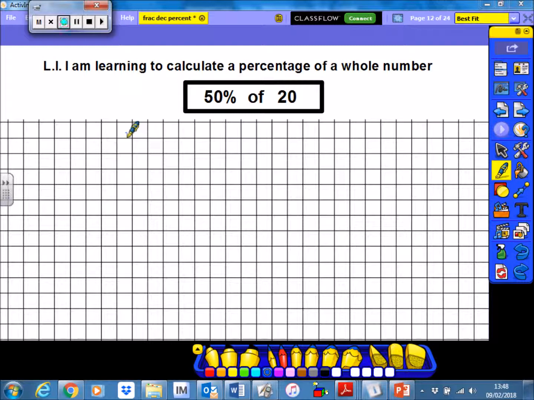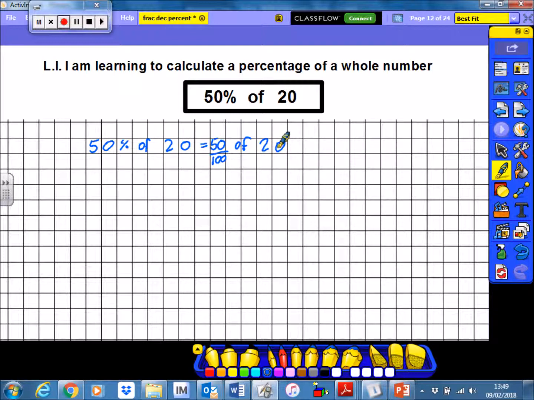So we're going to start off fairly simply here. We're being asked to work out 50% of 20. Now, as I said already, all percentages are just fractions. So when I see 50% of 20, I don't think 50%, I think 50 hundredths. So what I'm really being asked is, what is 50 hundredths of 20?